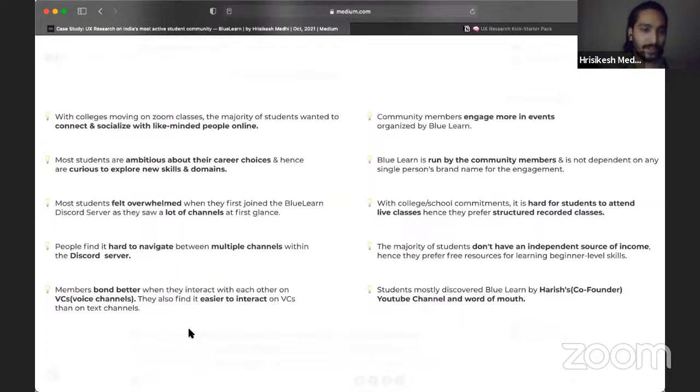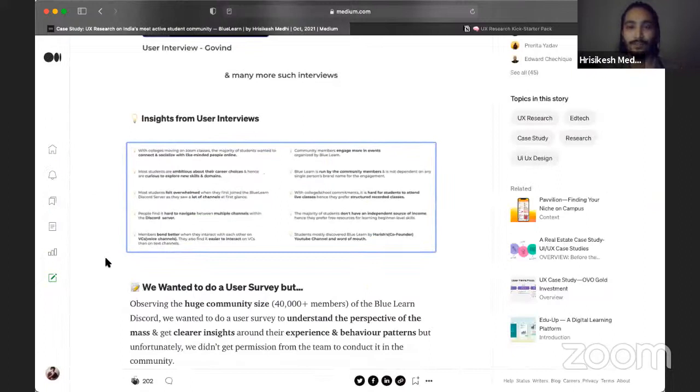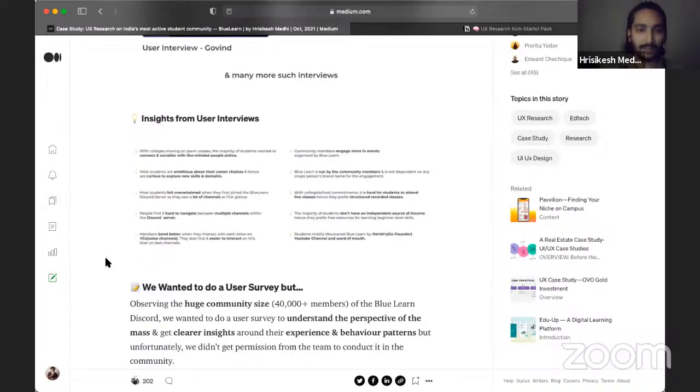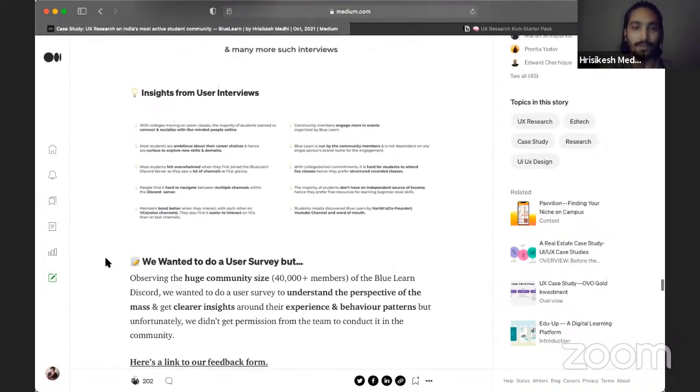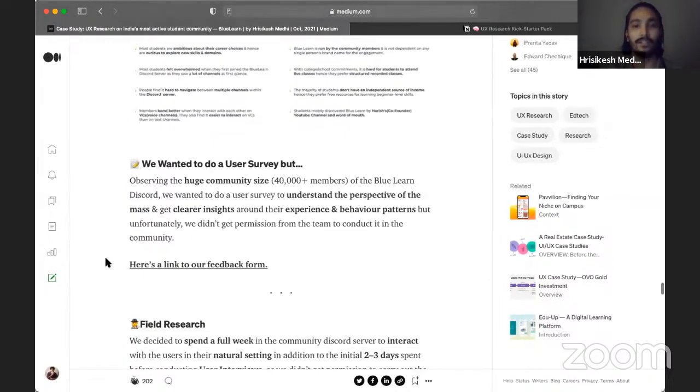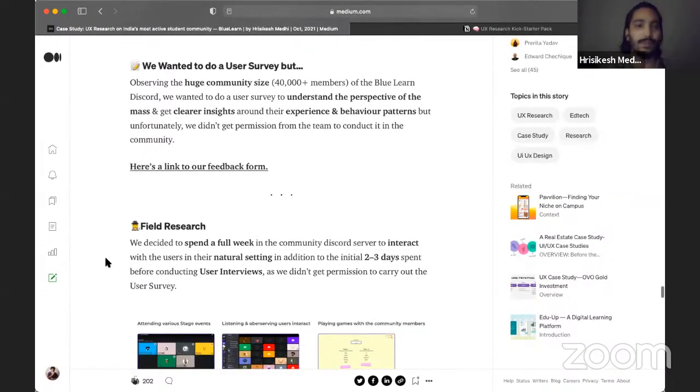These are a few insights that we found. For example, most students are ambitious about their career choices and hence are curious to explore new skills, right? So this is not something we got directly on a plate. We asked questions, we went around, we connected different behaviors of different people that we interviewed, and then finally we came to that insight.